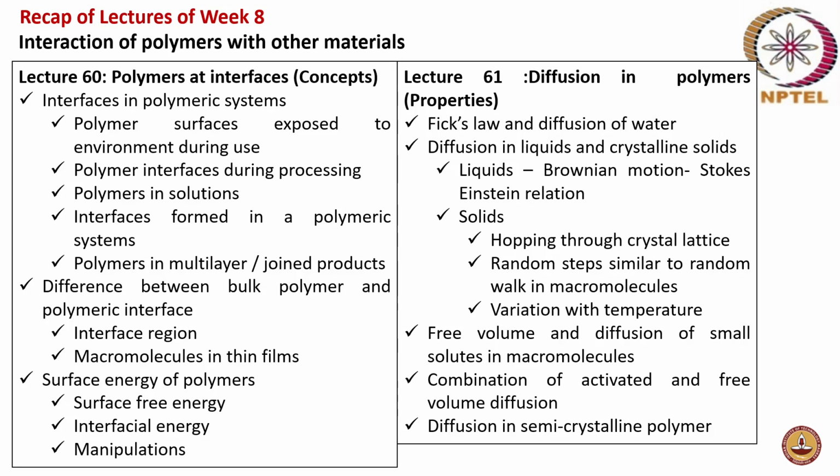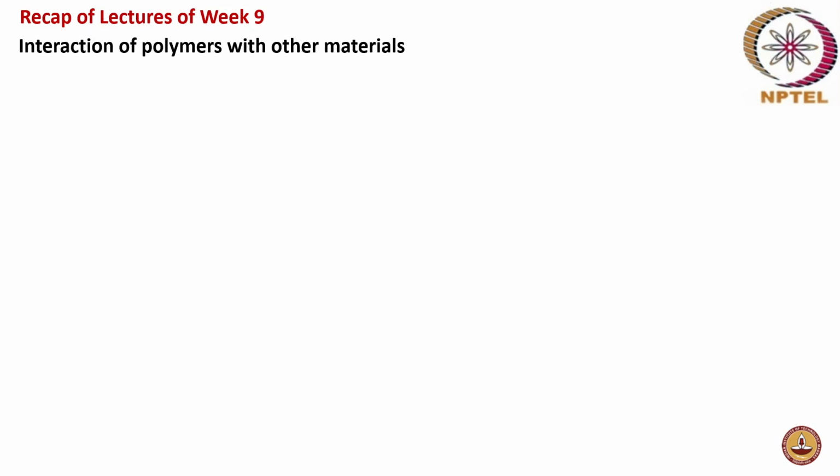So these were discussed. Next lecture was on diffusion in polymers, so Fick's law of diffusion, and then diffusion in liquids and crystalline solids. When you come to polymers, there is a mix of both. And then it's a combination of activated and free volume diffusion. And then what happens if you have a semi-crystalline polymer? What happens to the diffusion of small molecules? So obviously, crystallinity causes much more hindrance for diffusion of small molecules. So they have to take a detour through the amorphous region, so that it can diffuse from one place to another.